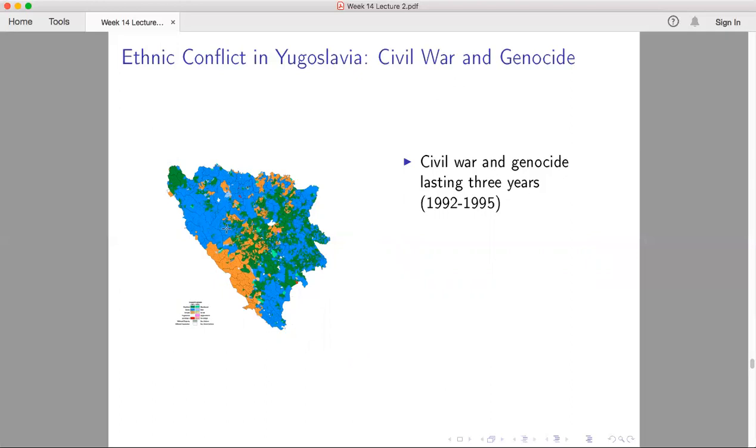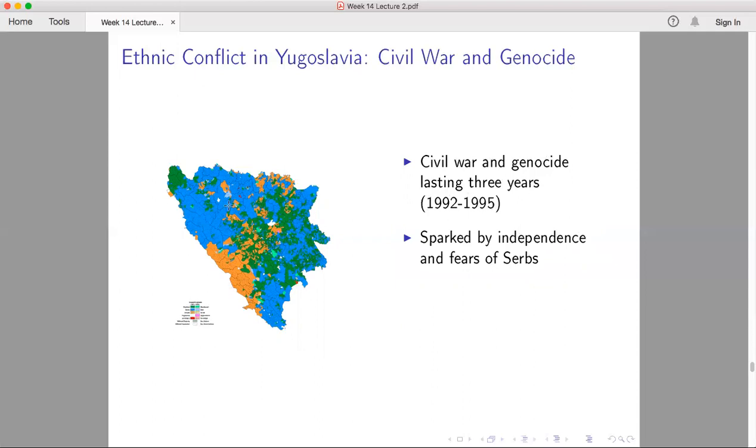So Bosnia is comprised of Serbs, those areas are indicated in blue, of Muslims, whose areas are indicated in green, and of Croatian areas, which are indicated in orange. And so ethnic tensions between these three groups led to a civil war and a genocide that lasted over the course of 3 years from 1992 to 1995. Again, violence in this case was sparked by independence and the fears of Serbs living in Bosnia.